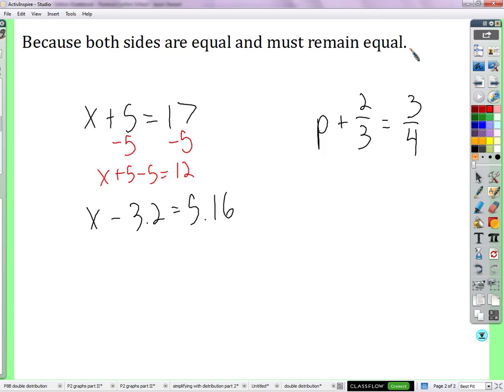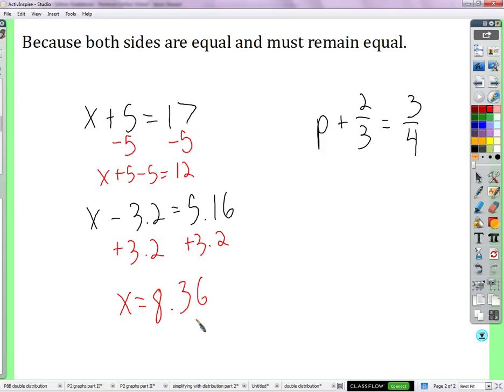Okay. What would we do in this case? We have x, and if you take 3.2 away from x, you would get 5.16. So you add 3.2. Add 3.2. So negative 3.2 plus 3.2 is 0. X equals 8.36. Agreed.